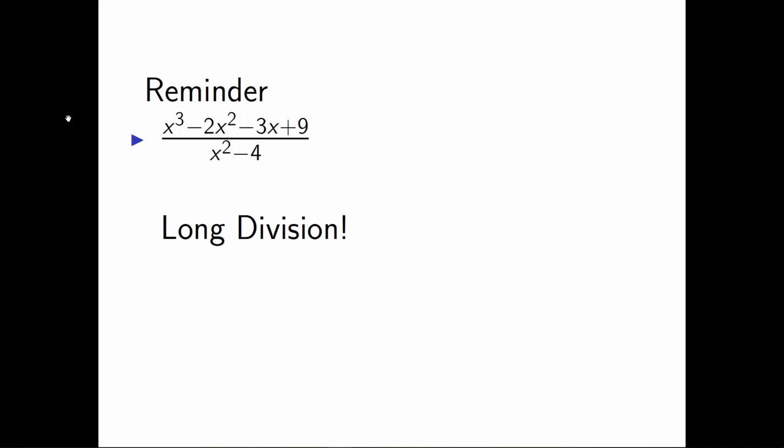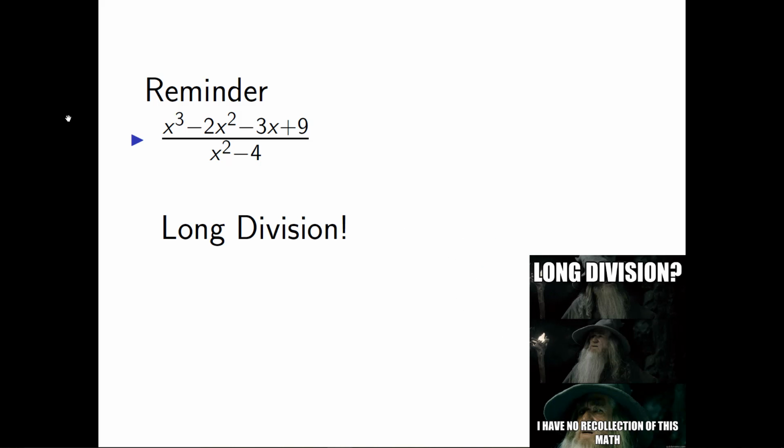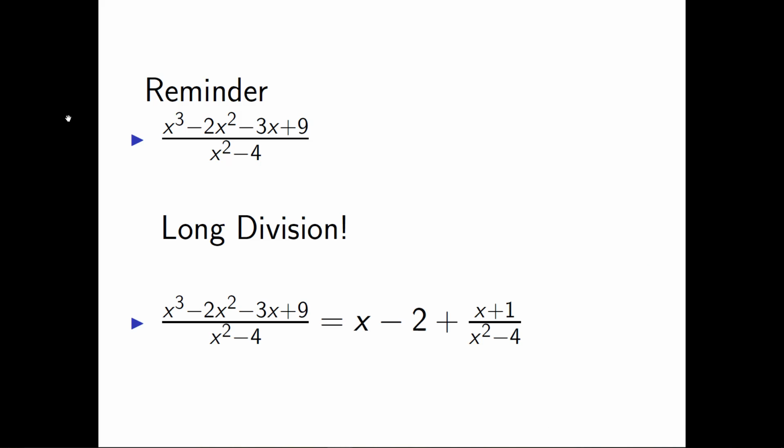Well, how do we do that? Well, we long divide. So we divide x squared − 4 into the polynomial in the numerator, and it breaks down this way. We get x − 2 plus (x + 1) over (x squared − 4). Okay, we still need to do our partial fractions on this piece, but now we can, because the degree in the numerator is less than the degree in the denominator.